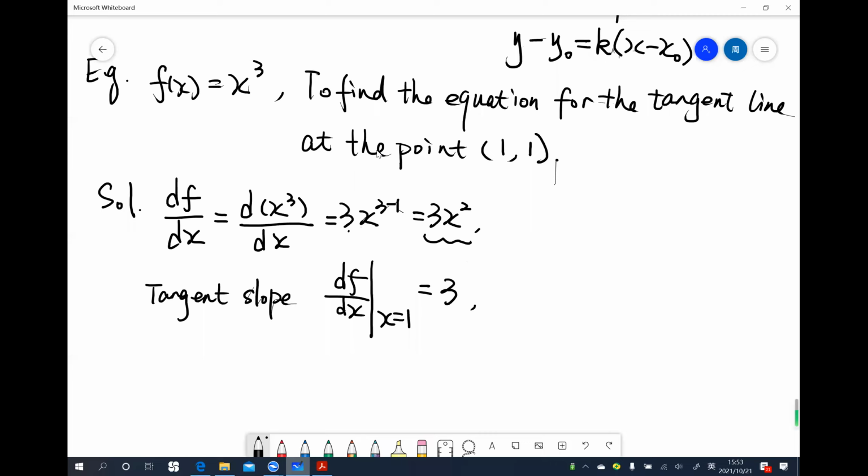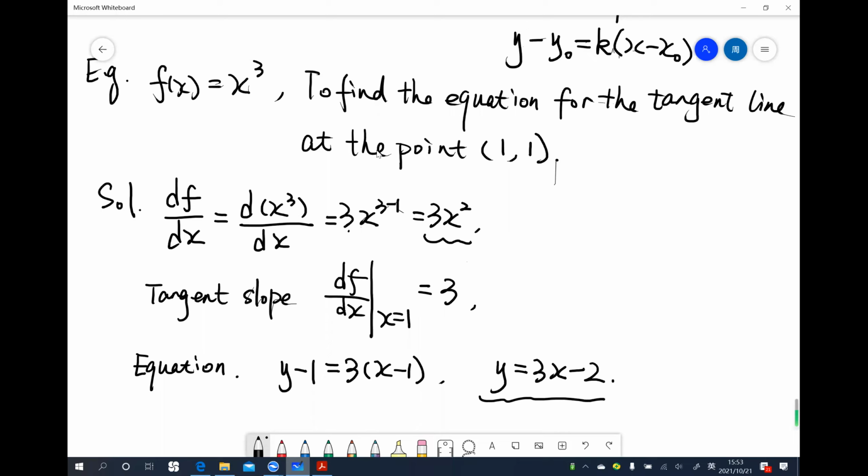And then we use the point slope equation to get the equation for the tangent line. That is y minus 1 equals to 3 times x minus 1, right? So we know the equation for the tangent line, that is y equals to 3x minus 2. So this is the result we want, the equation for the tangent line. So any questions about this example?